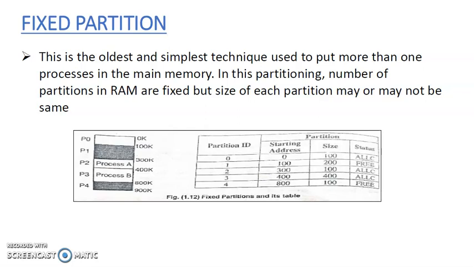So whenever a process enters the queue, or whenever data enters the queue, that data is fed into process P1, because it is free memory. Then you have process A, then process B, and so on. This is the working of the fixed partition.